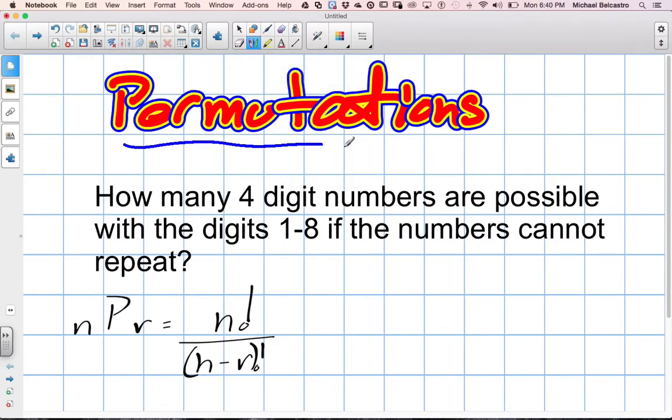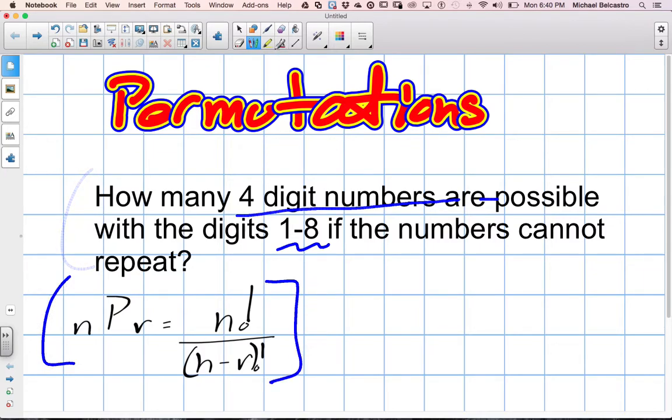Let's look at permutation. The question asks, how many 4-digit numbers are possible with the digits 1 through 8 if the numbers cannot repeat? So they've given us a permutation formula, but let's logically think about it. You discovered the answer as we went through.